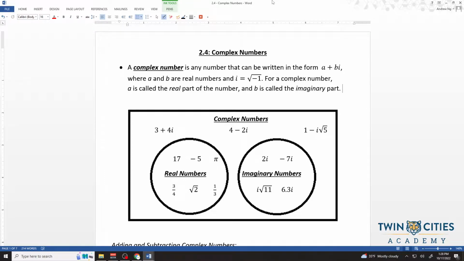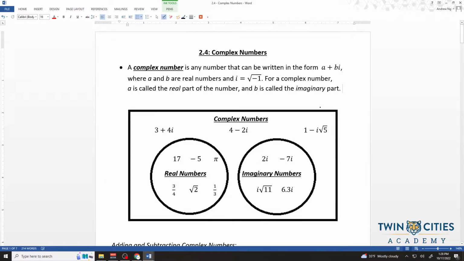Today we're going to talk about complex numbers. A complex number is any number that can be written in the form a plus bi, where a and b are real numbers and i is our imaginary unit, which is the square root of -1. For a complex number, a is called the real part of the number and b is the imaginary part.